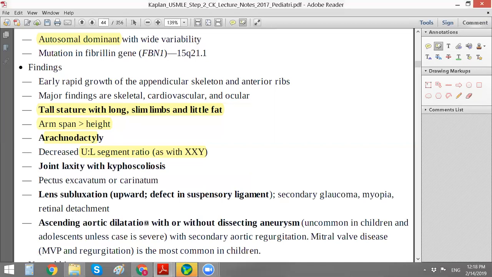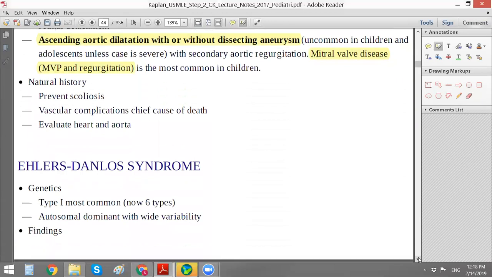Ascending aortic dilatation with or without dissecting aneurysm, common in children and adolescents unless the case is severe. It is uncommon. With secondary aortic regurgitation, mitral valve disease, MVP and regurgitation is the most common in children. MVP and regurgitation in kids, and ascending aortic dilatation with or without aneurysm. That is the picture. Then we have the natural history: prevent scoliosis, vascular complications are the chief cause of death, and evaluate the heart and aorta.